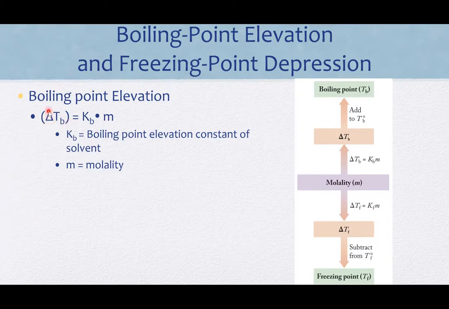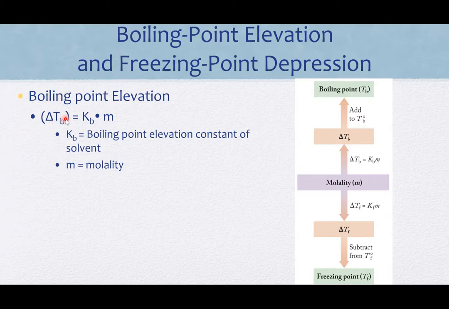So this triangle right here denotes change. T stands for temperature, and that's going to be the temperature of the boiling point. That's what that little b means. So what we are going to calculate is how much the boiling point is going to elevate. So the answer may be 3 degrees Celsius.